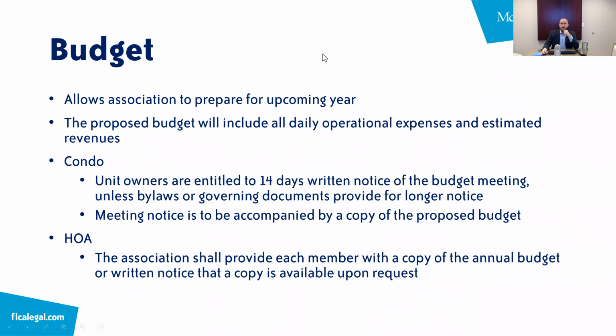Your proposed budget will include all daily operational expenses and estimated revenues. For condos, the owners are entitled to 14 days written notice of the budget meeting. For HOAs, you're actually not required to send a copy of the budget by statute. You are required to provide 14 days notice of any meeting where an assessment is going to be considered, so that's going to be your budget meeting. And most associations will still mail out a copy of the budget for transparency purposes.